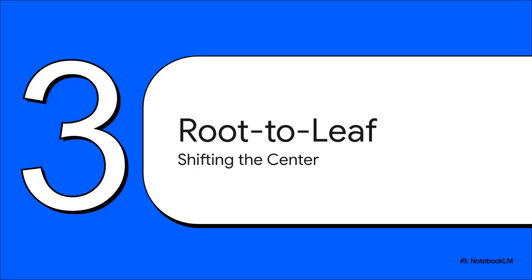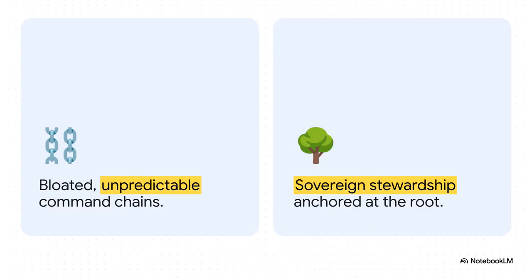Which brings us to Section 3, the root-to-leaf architecture. Time to shift the center of gravity. Once we've actually burrowed through the data and established a connection, we invert the entire old paradigm. Look at the stark difference here. We are taking those bloated, totally unpredictable command chains of the past and replacing them with a strict, grounded focus. The root-to-leaf architecture demands sovereign stewardship. It's securely anchored at the root while pushing concrete, deterministic execution way out to the edge, the leaf.